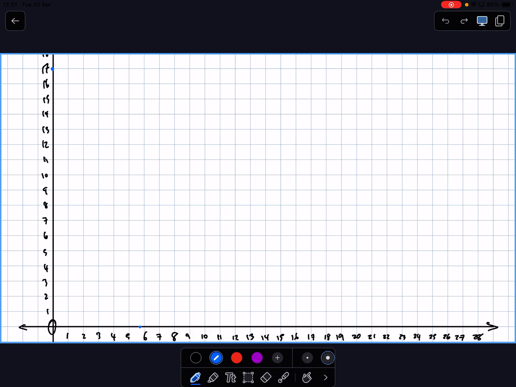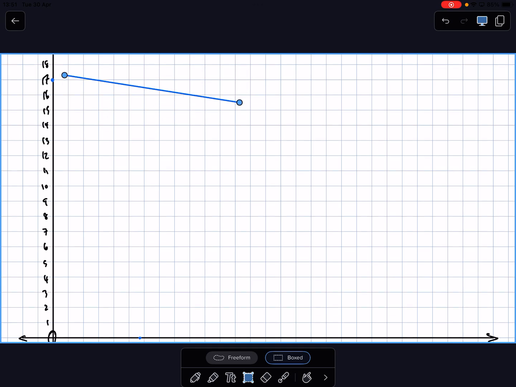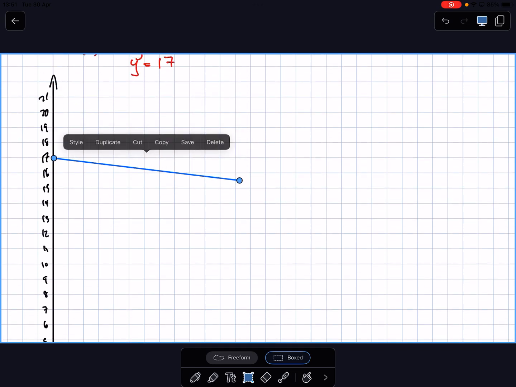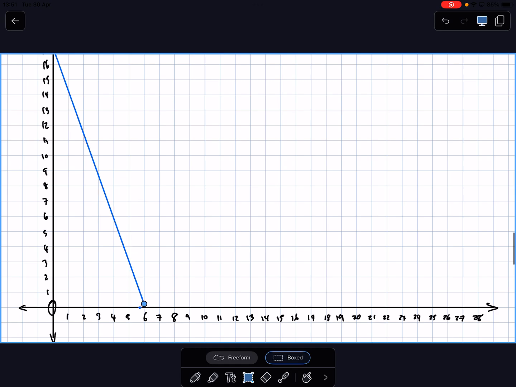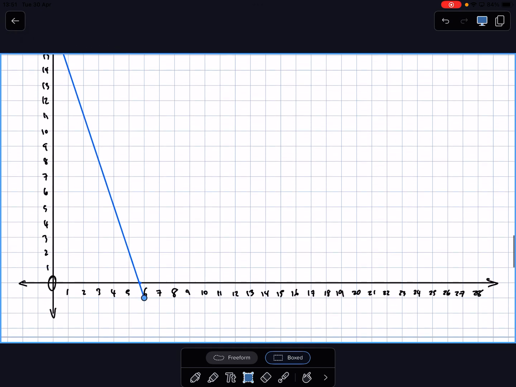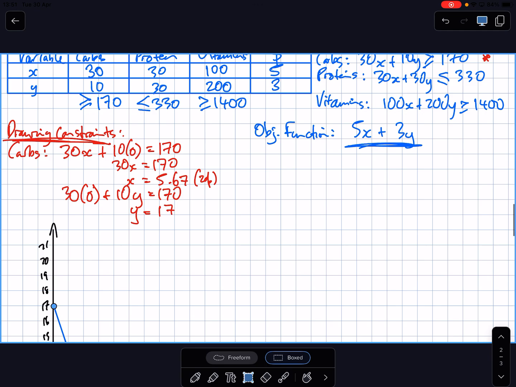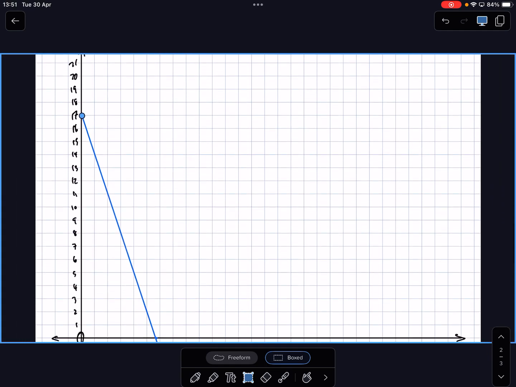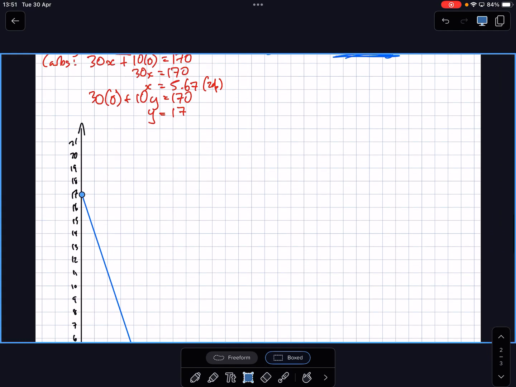Let's hope the iPad doesn't freak out and stop me from drawing a straight line. I'll be smart about it. I'll draw the line first, then adjust it after. Okay, that's the first constraint.